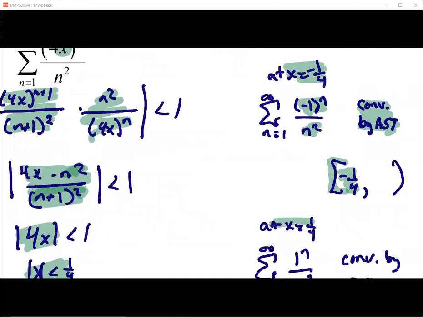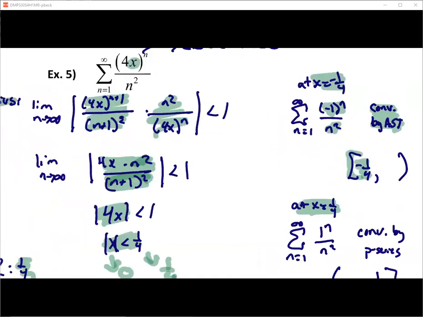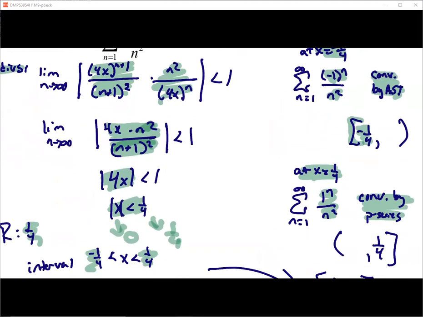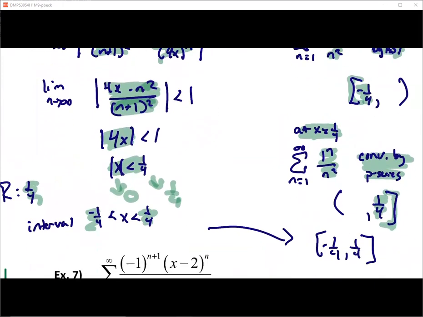And then I'm going to go ahead and plug in 1/4. So if I plug in 1/4, and once again, I'm going to plug 1/4 in for x up here, I will get 1 to the n over n squared, which converges by p series. So that tells me that this endpoint of positive 1/4 has a bracket as well. Putting all of it together, our interval of convergence is from negative 1/4 to 1/4 inclusive. And that is my overall answer.